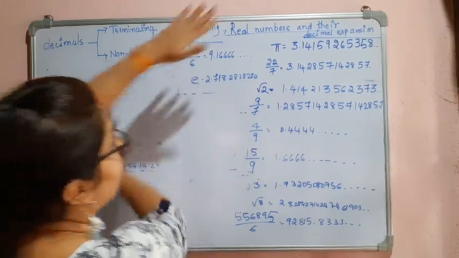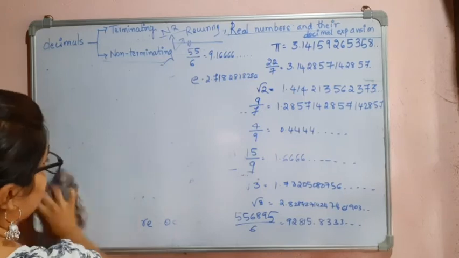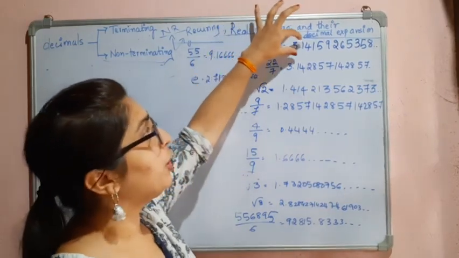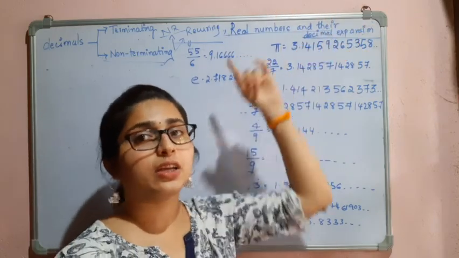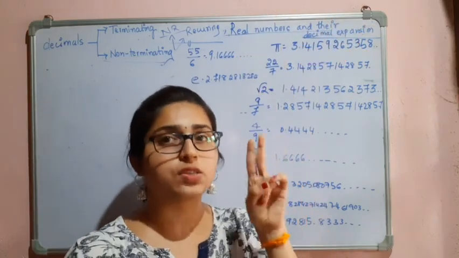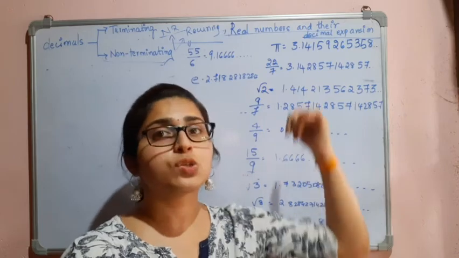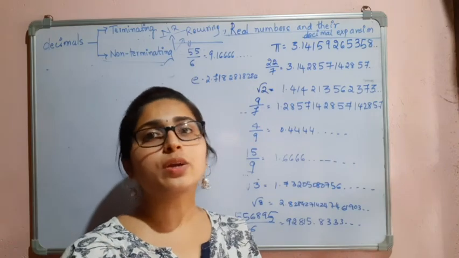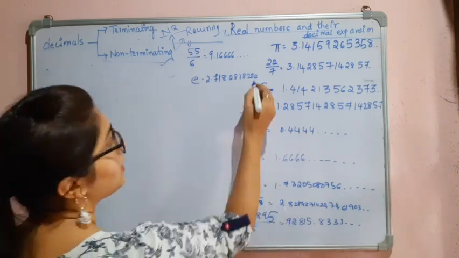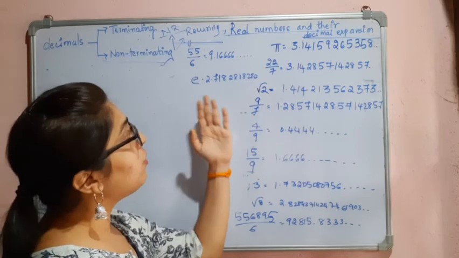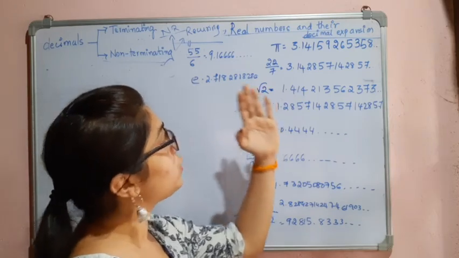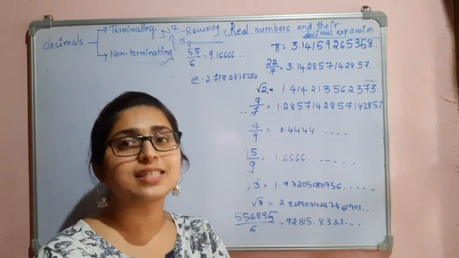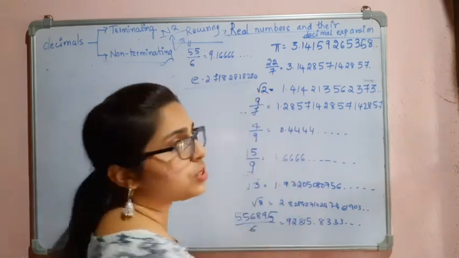I have written all these things here. You can see the patterns. See, pi is 3.141592. I said that no particular digit or string of digits is repeating here. So this is an irrational number. Then Euler's number is also an irrational number. But why? You can see the decimal expansion, 2.71828182845. There is no particular string of digits repeating itself. So this is also an irrational number.